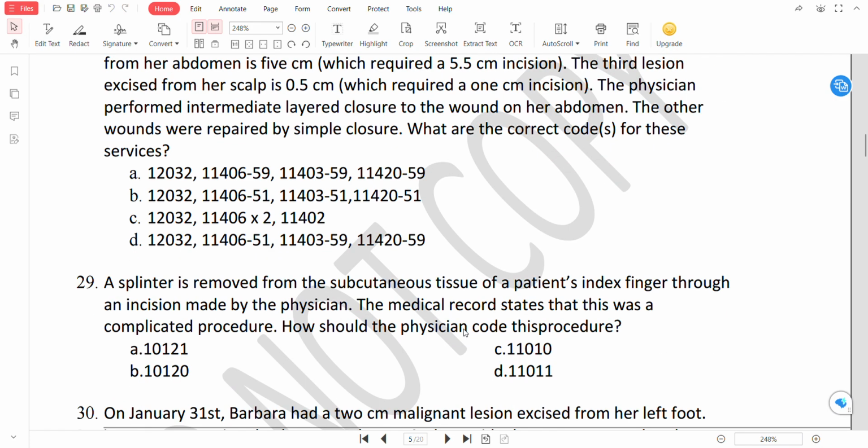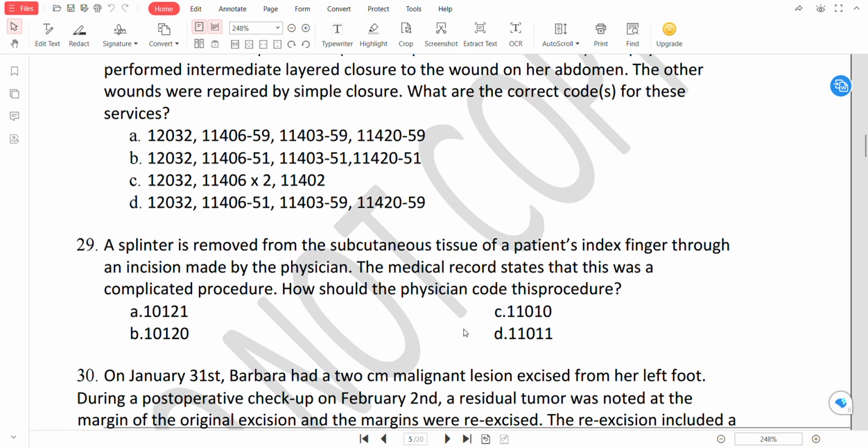Just pause the video and try to answer all the questions. 29. A splinter is removed from the subcutaneous tissue of patient's index finger through an incision made by the physician. The medical records state that this was a complicated procedure. How should the physician code this procedure?